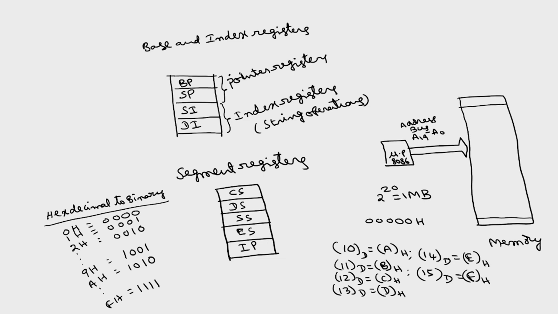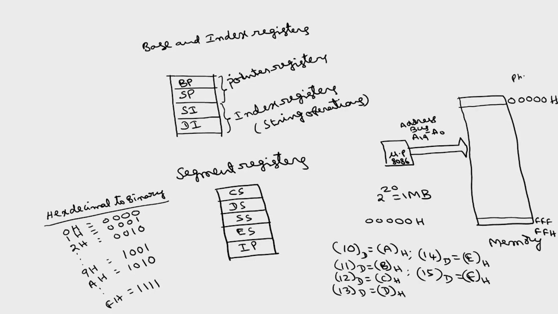So, in the hexadecimal number system, this becomes 5 zeros H, because each 0 is equivalent to 4 bits, 5 into 4 is 20 bits. So, the starting address of this memory is 00000H and the ending address will be FFFFFH, 5 Fs. Each F is equivalent to 4 bits, so a total of 20 bits, all 20 ones. So, this is the starting and ending address.